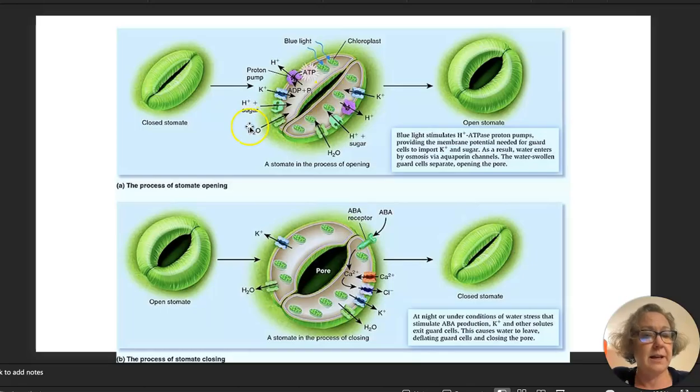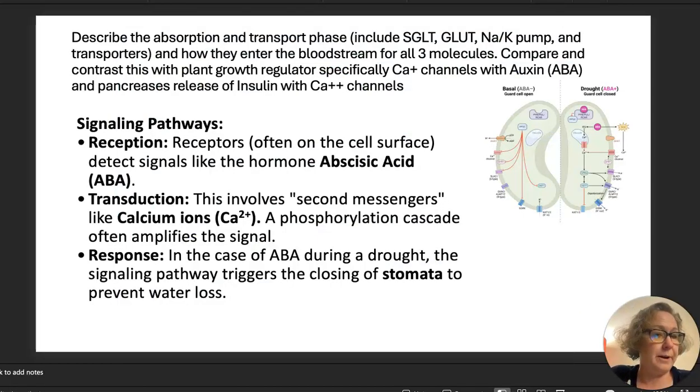Okay, and here is sort of how it happens naturally. When there's blue light, the stomata open. Blue light stimulates your ATPase proton pump, providing the membrane potential needed for guard cells to import potassium and sugar, and as a result, water enters by osmosis. Okay, so it enters with the blue light trigger and the potassium. It exits typically when we are talking about abscisic acid, the calcium channel. Okay, and there's both of those.